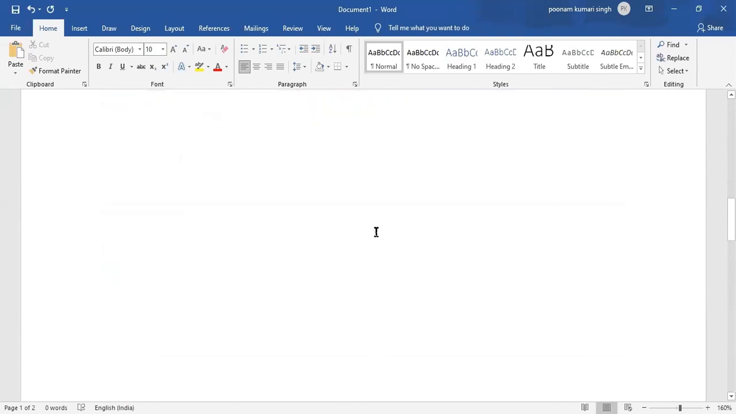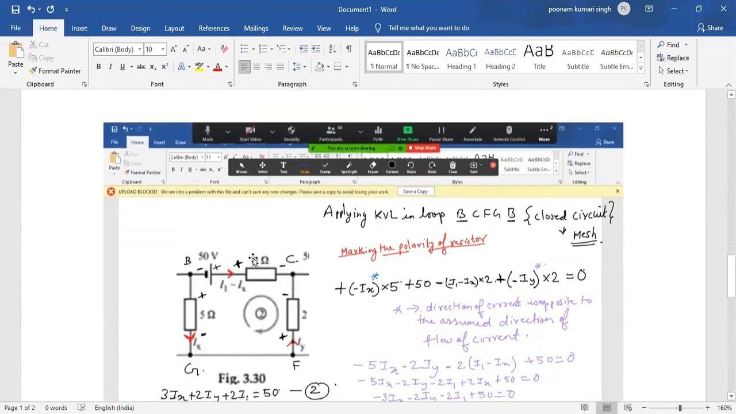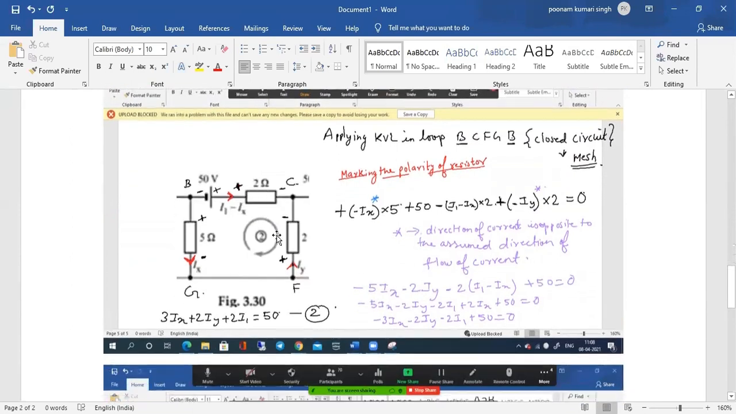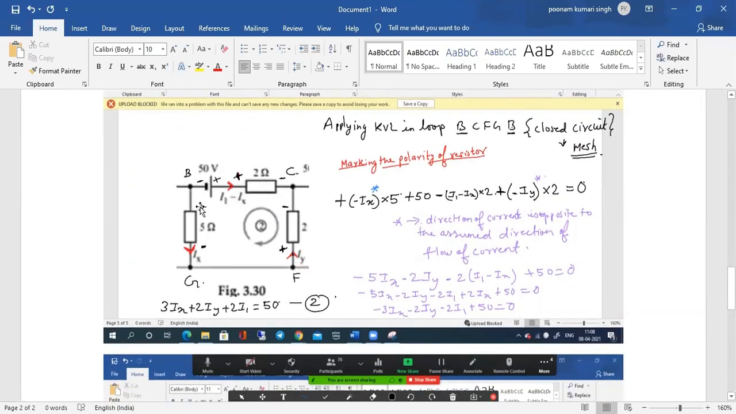When we look into the second loop, here the assumed direction of current is clockwise. And you can see here that current is flowing in this particular fashion. So I'll write the KVL equation for this. If I move in clockwise direction, as per the direction of current Ix, Iy, and I1 minus Ix, I'll mark the polarity. Wherever the current enters, it will be marked as positive, and wherever the current leaves the resistor, it will be marked as negative. Based on that, I mark this.